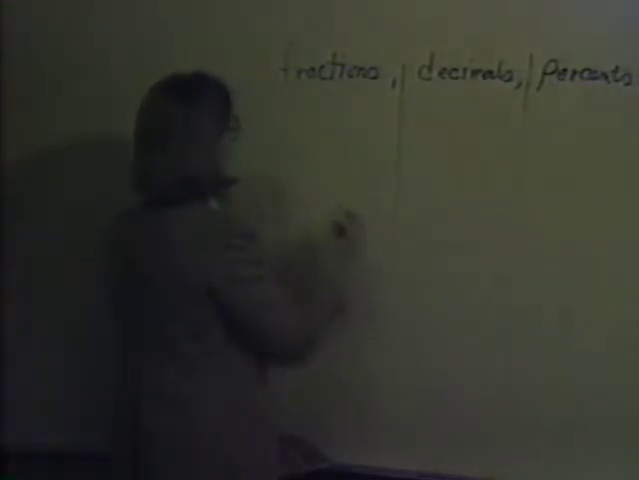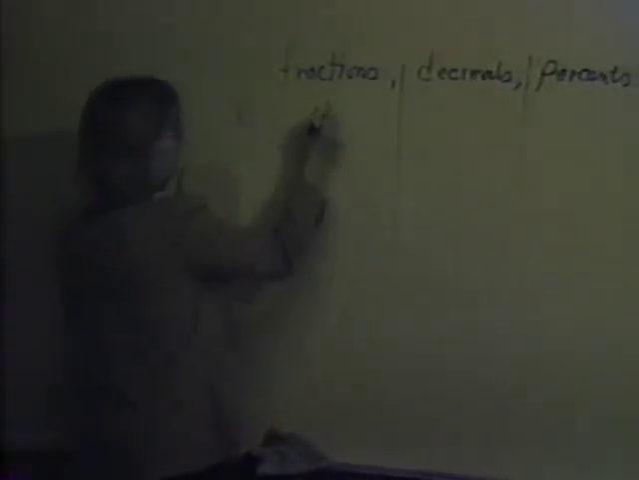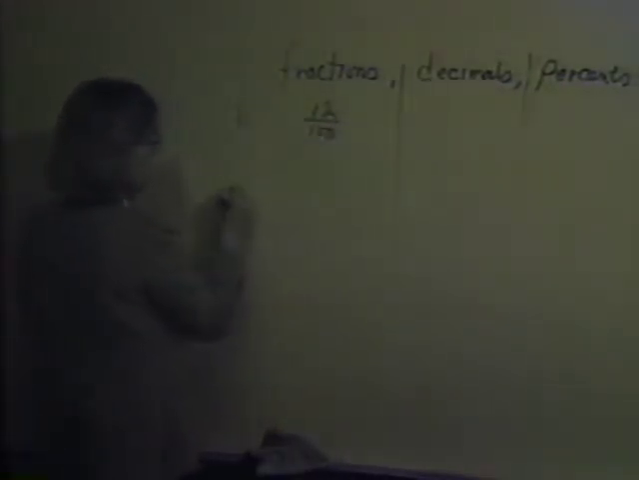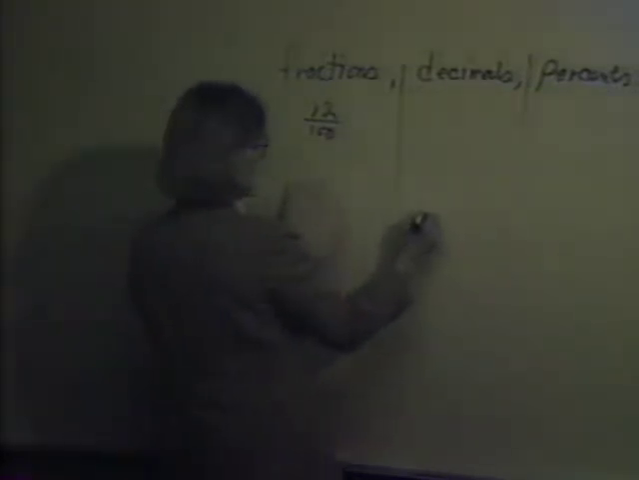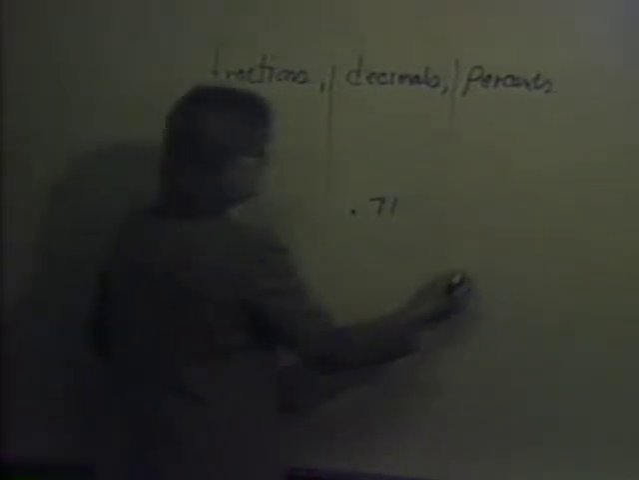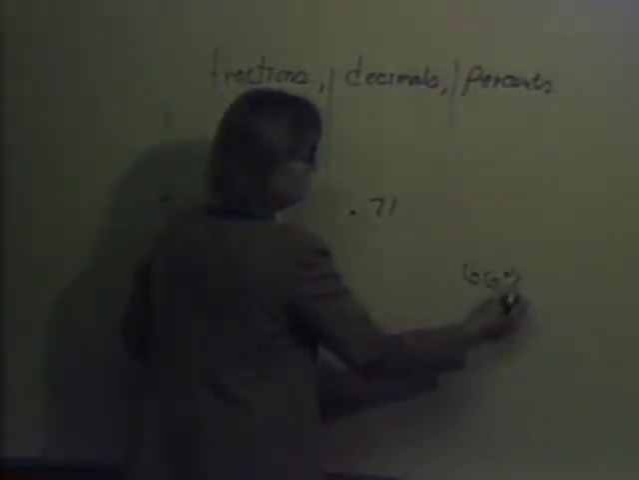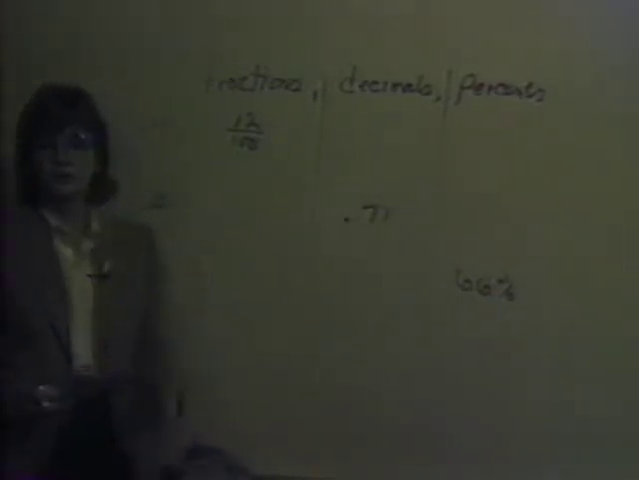Okay, so for the first one here, we have 12 over 100. Number two, we have a decimal number. It's decimal 71. And for number three, we have a percent, a 66%. We have to write each one of these as the other two that we don't have.